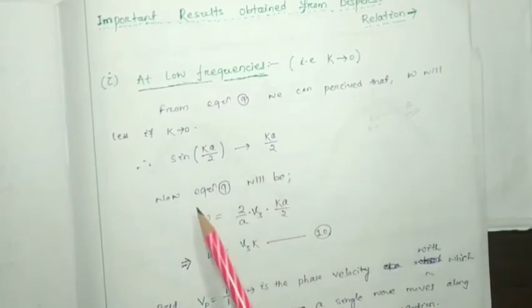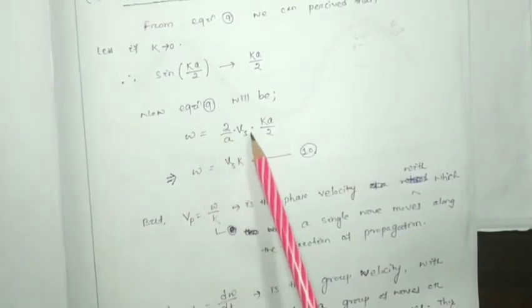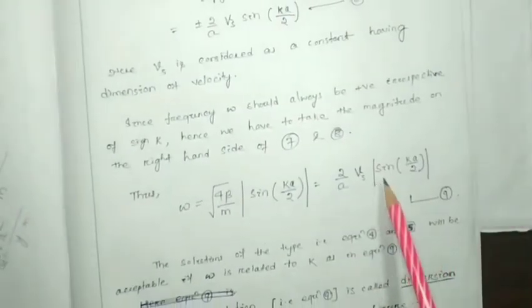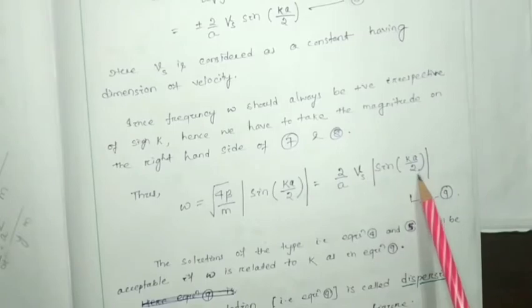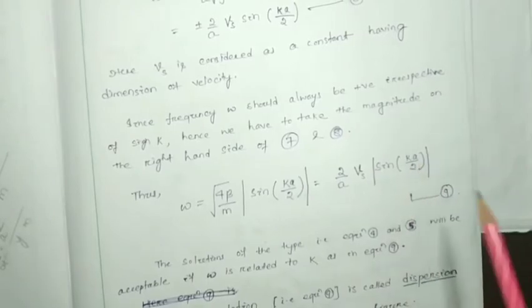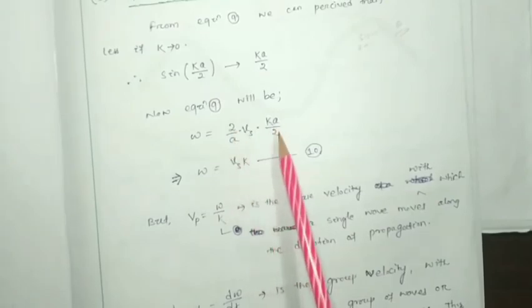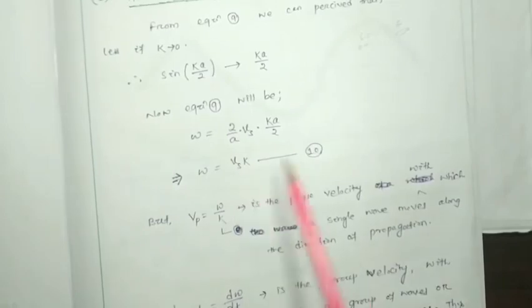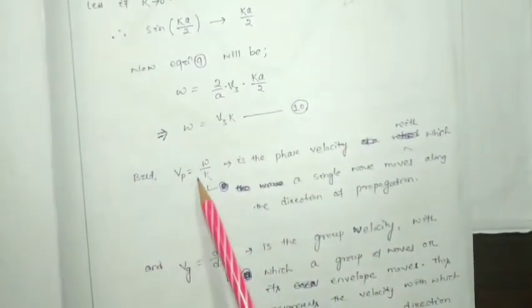Now the equation number 9 will be how much? Then the equation number 9 will be omega equal to 2 by a Vs into sin ka by 2, right? So I am considering this part. Here sin ka by 2 will be only ka by 2, so hence omega will be nothing but 2 by a Vs ka by 2. So a got cancelled, 2 got cancelled, this is Vs k. But Vp will be omega by k.